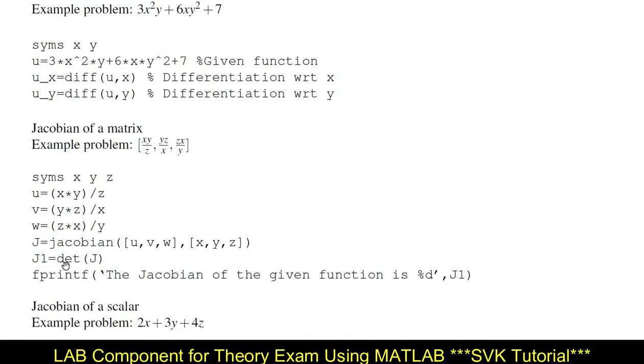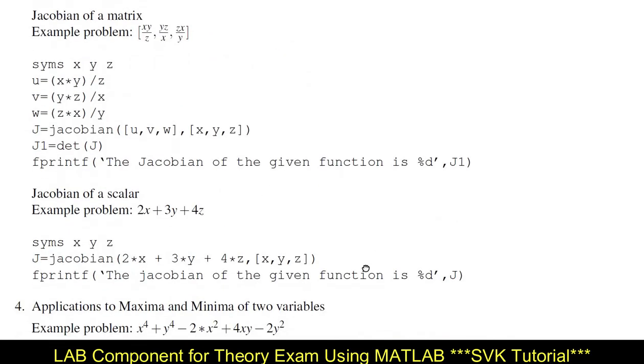Just if we define det of j, that will give the Jacobian value. So that's why the code will be det of j here. So I am denoting that value by j1. So finally I am going to give a conclusion with fprintf. The Jacobian of the given function is %d, comma, j1.